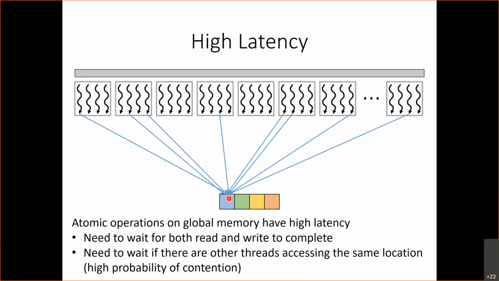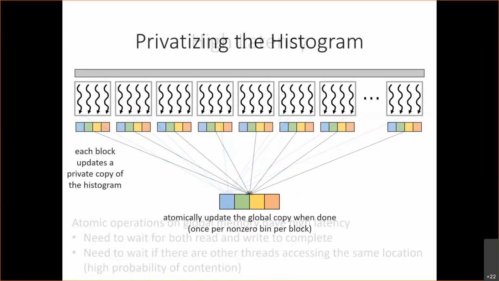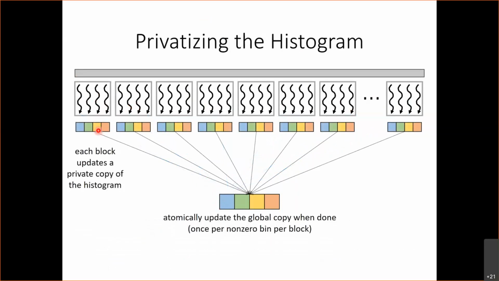So the way we solve this is we use privatization, where every thread block had its own private copy of the histogram, and they would do the updates on the histogram. That way, threads in different blocks are no longer competing with each other. And then we do a final commit of the local histogram to the global histogram for each bin that is non-zero. And if the histogram is small enough, we can even put the private copy of the histogram in shared memory so that we have a lower latency atomic operation.